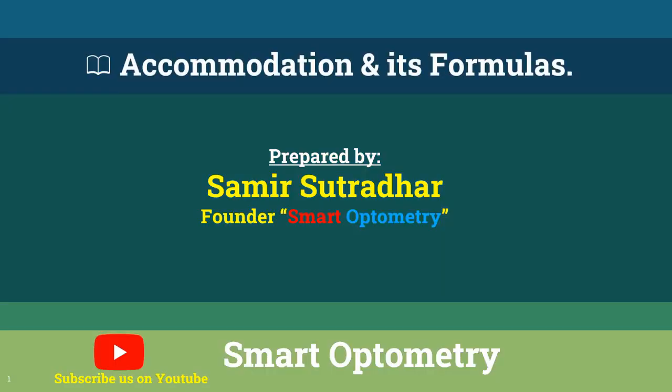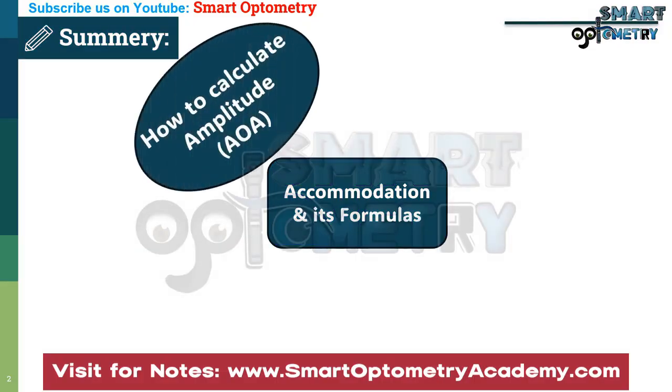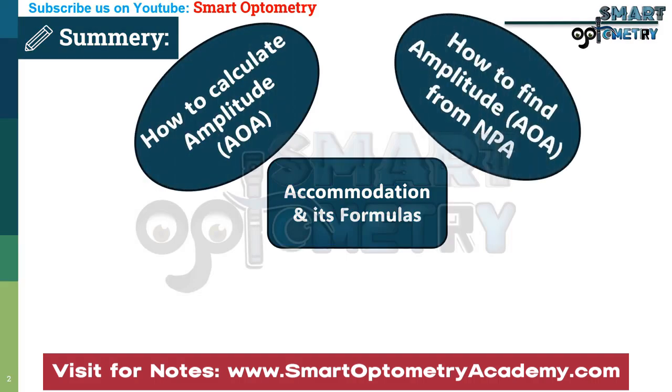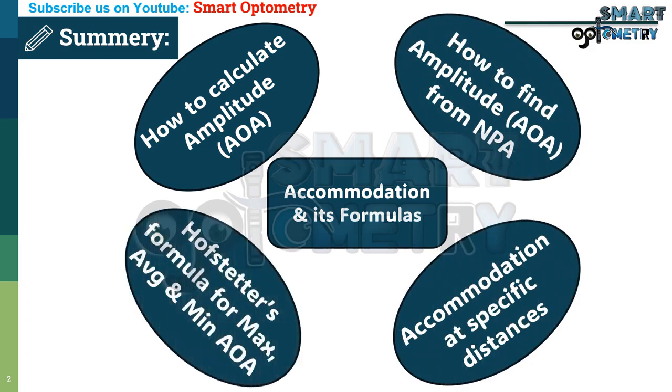Accommodation and its different formulas in clinical practice. I will discuss how to calculate amplitude of accommodation, how to find amplitude of accommodation from near point of accommodation, how to find required accommodation at any specific given distance, and Hofstadter's formula for maximum, normal, and minimum amplitude of accommodation at a particular age.